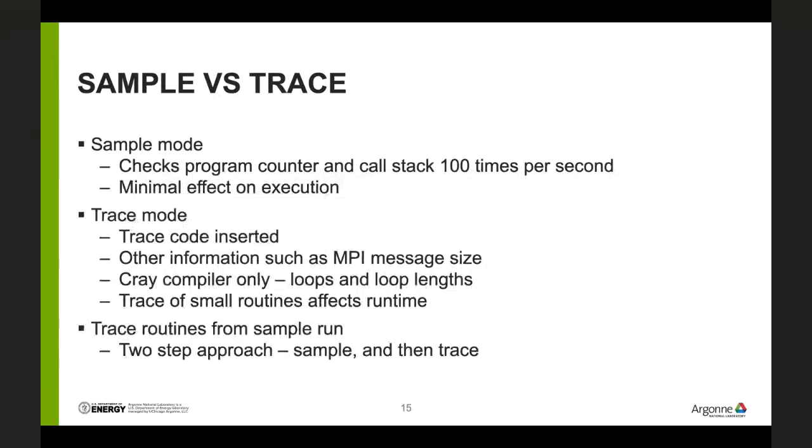Or sometimes if you want to trace a small routine executed only one time, in sample mode you may miss that because of the sampling frequency. But if you use trace mode, you can trace everything. So because of these two different features, sample mode has lower overhead but limited data, and trace mode has higher overhead with large data. So our recommendation is to use a two-step approach. First of all, do the sample mode, and then if you need additional data, you may try the trace mode.